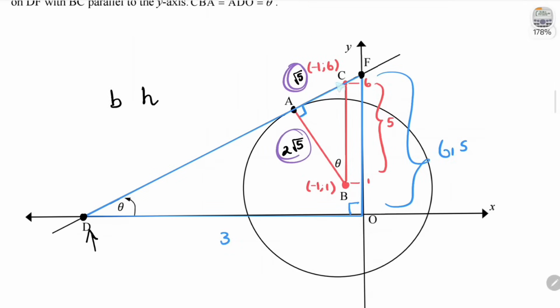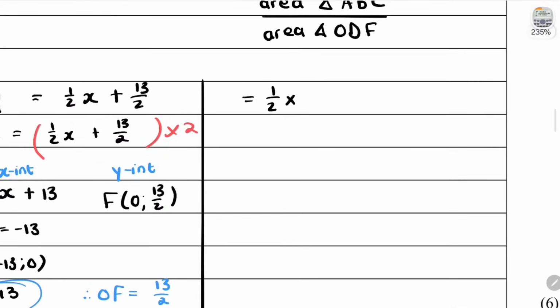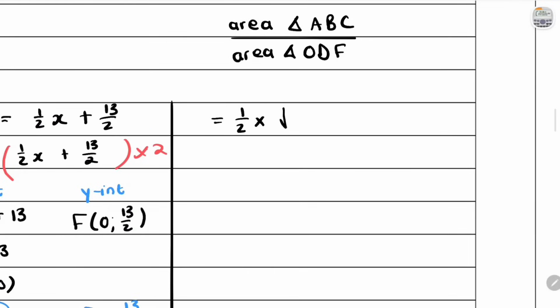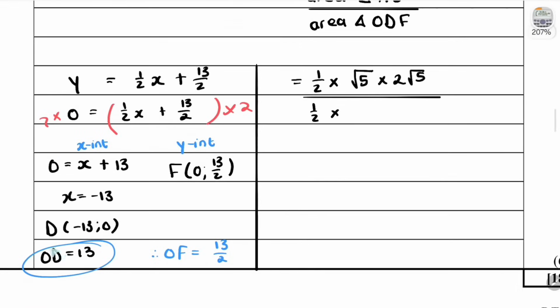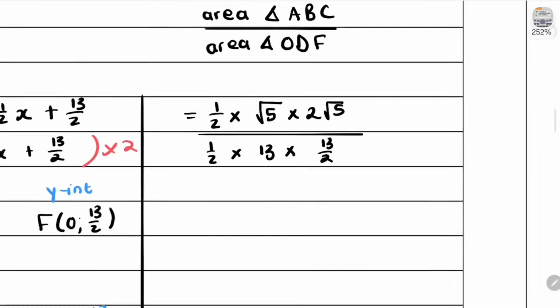Okay, so the base is square root of 5. The height is 2 square root 5. Okay, a half times the base times the height. So times square root 5 times 2 root 5. And this goes over a half multiplied by the base here was OD, which is 13. And then times 13 over 2 as the perpendicular height.